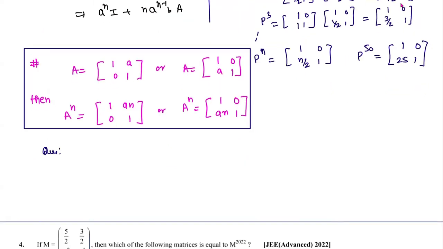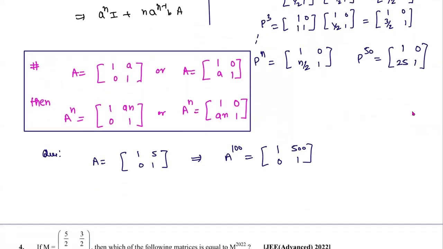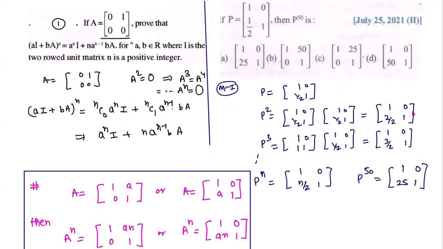Suppose I ask the question: the matrix A is 1, 5, 0, 1. Now what is A power 100? Tell me, no need to solve, direct answer. 1, 500, 0, 1. Check. Can we solve this one directly? Get the idea or not? So directly we can have this result.